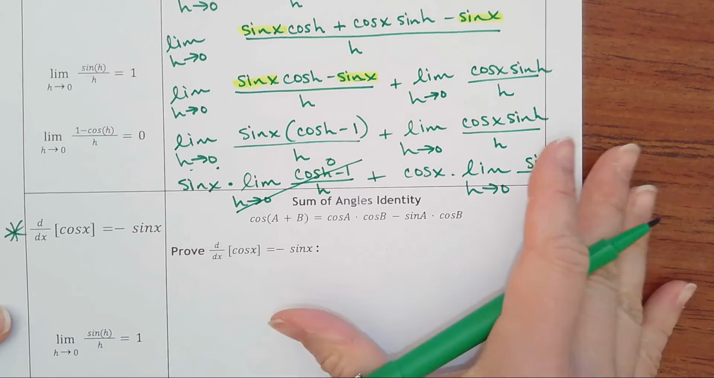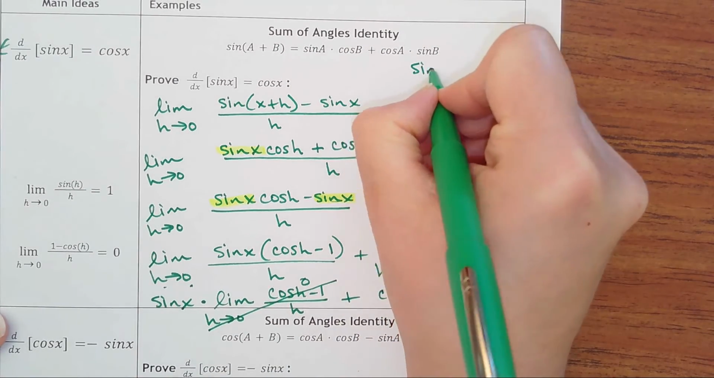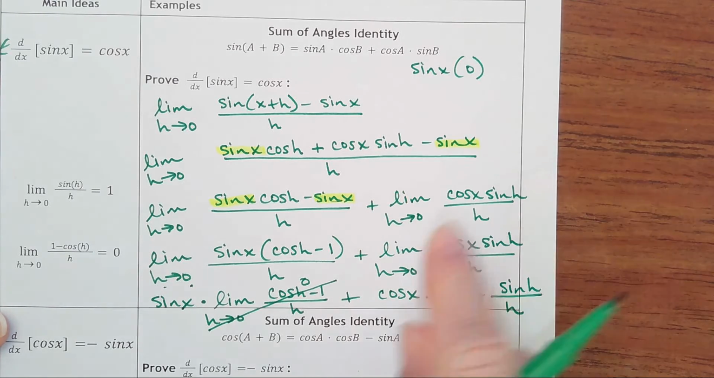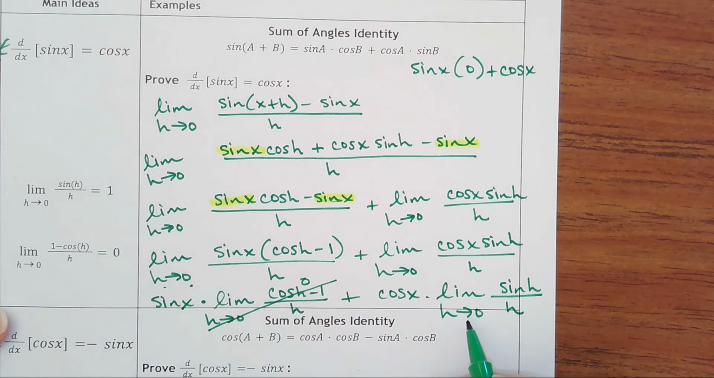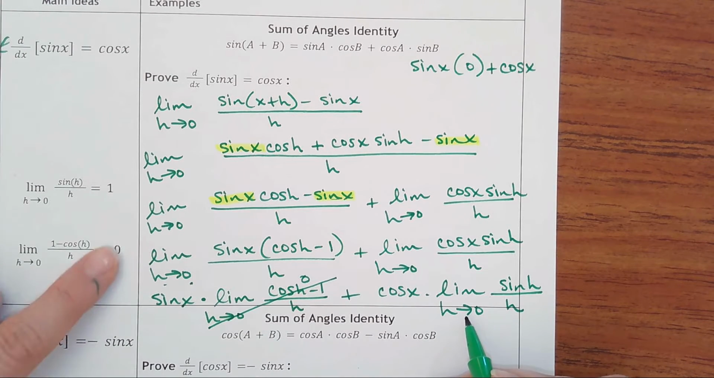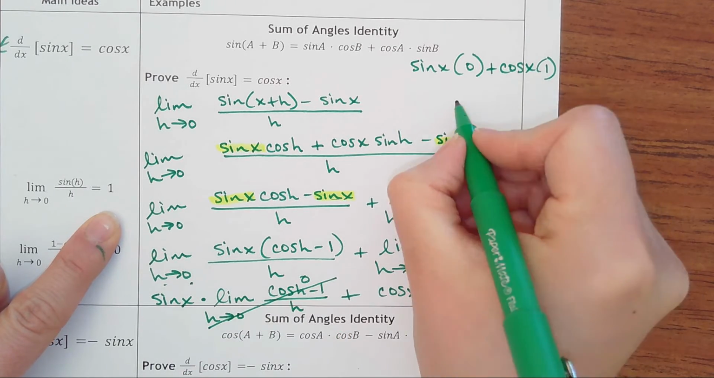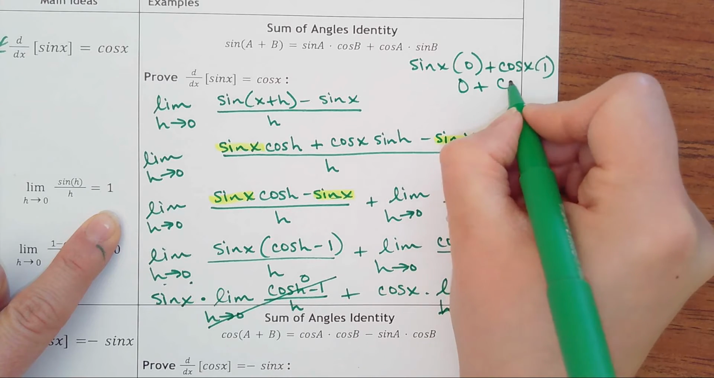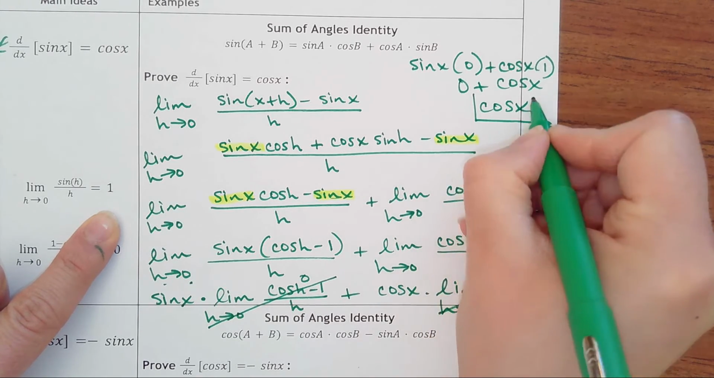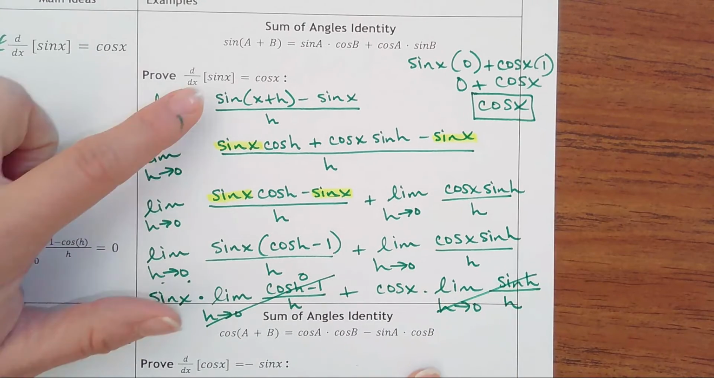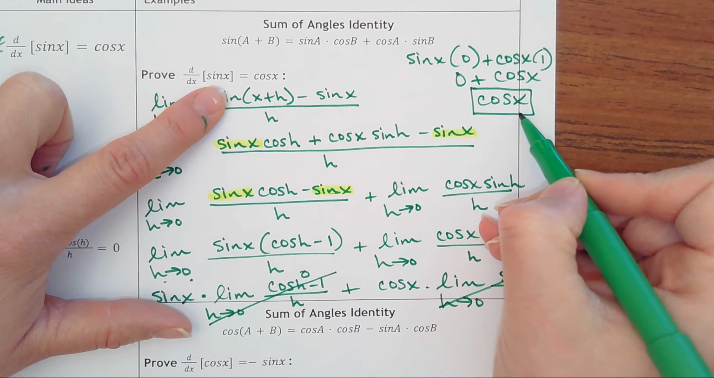So I'm running out of room here. I might go up to the top. So I've got sine of x times 0 plus cosine of x. And then what was this identity? Sine of h over h. That really is just 1. Well, sine of x times 0 is 0. Cosine of x times 1 is cosine of x. And 0 plus cosine of x is cosine of x. So it was a lot of work, but we just proved that the derivative of sine of x is cosine of x.